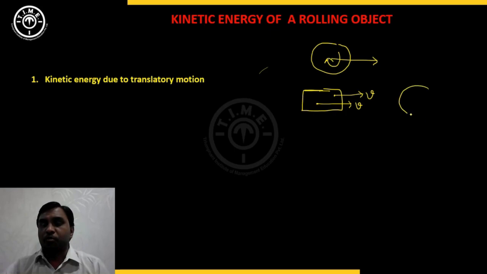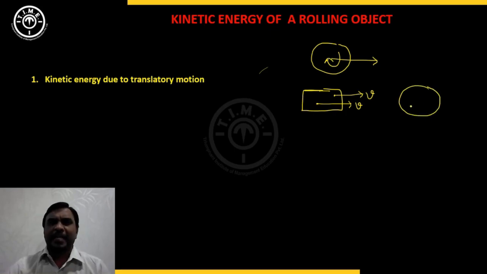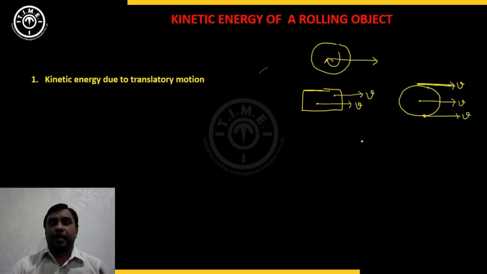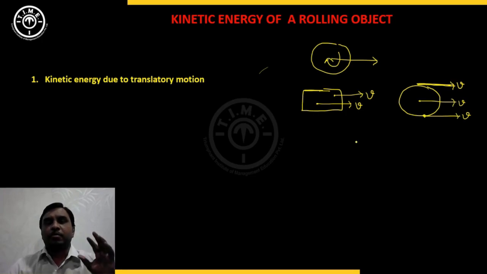Let me take one round object. It may be a disk, a sphere, a hollow sphere, a solid sphere, any round object executing translatory motion. In that case also, you select any point. Let me select this point. If this point has a velocity v, any other particle of that same object, let me take this particle also, has velocity v, and this particle also has velocity v. Any particle of the body, if it executes translatory motion, will have identical velocities.